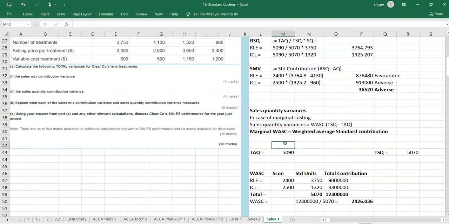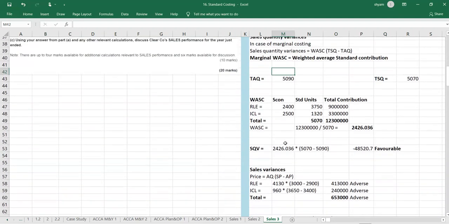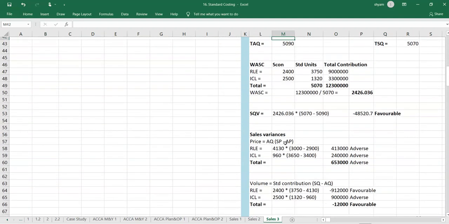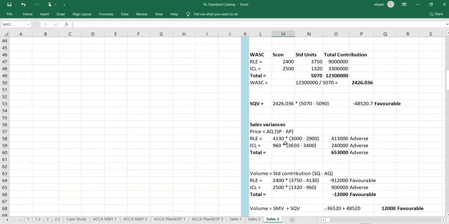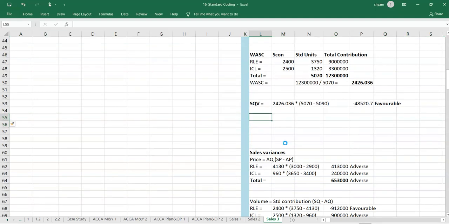Okay, let's go to the sales quantity variance and see what idea we get there. In sales quantity variance, it indicates that it is favorable. That is, overall they are selling more. How much more? It's not too much. Only 20 units they seem to be selling more.